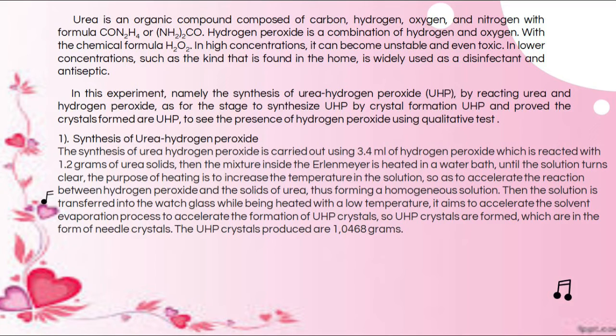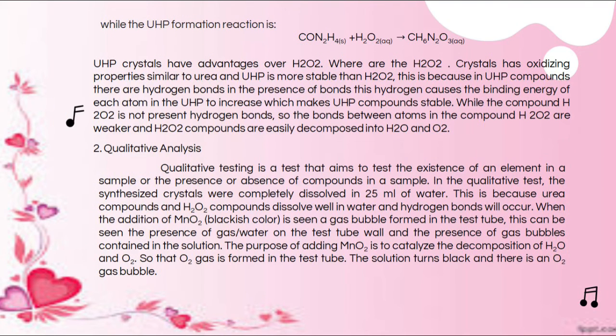First, the synthesis of urea hydrogen peroxide. The synthesis is carried out using hydrogen peroxide reacted with 1-2 grams of solid urea. Then the mixture inside the Erlenmeyer is heated in a water bath until the solution turns clear. The purpose of heating is to increase the temperature of the solution so as to accelerate the reaction between hydrogen peroxide and solid urea, transforming it into a homogeneous solution.